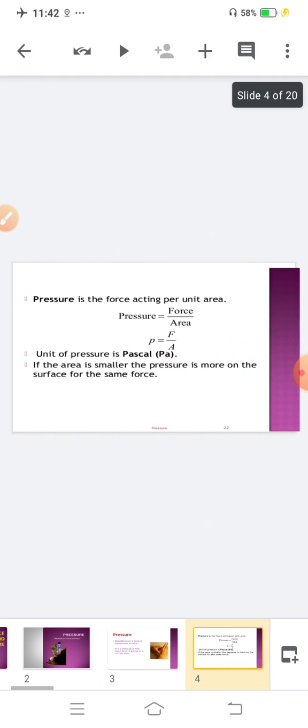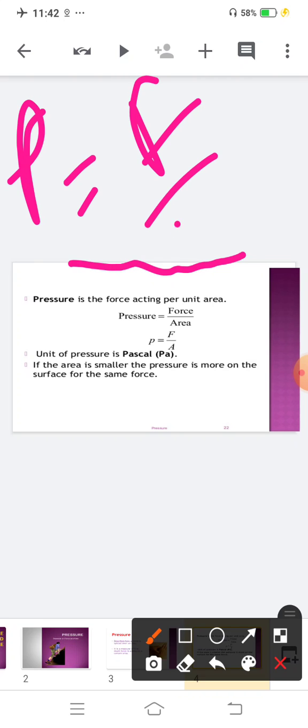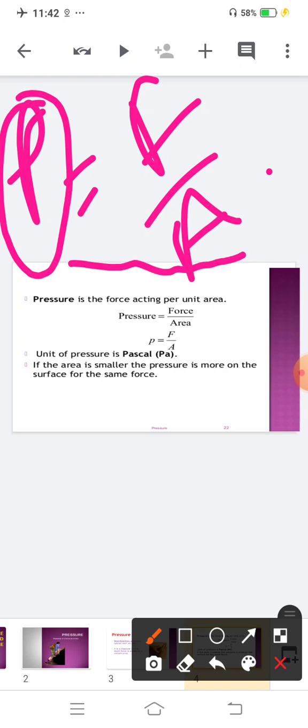Clear? So what do we mean by pressure? Basically, pressure is the force acting per unit area. The formula is P is equal to F upon A, where P stands for pressure, F stands for force, and A stands for area.